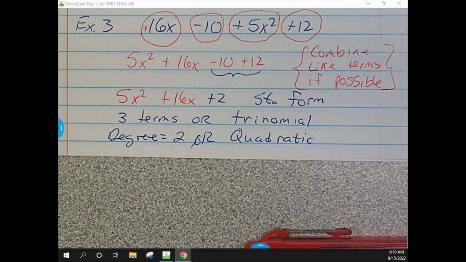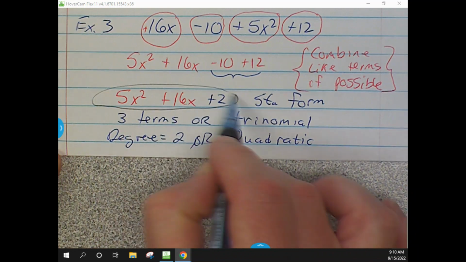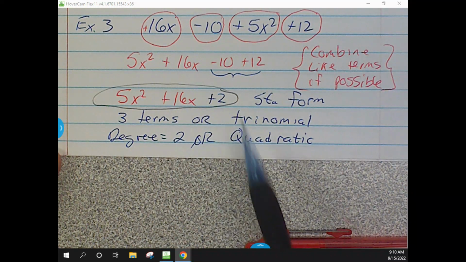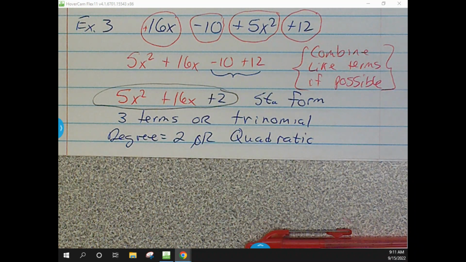Did you say it doesn't matter what order we put it in, as long as the like terms are next to one another? Like I could do 12 minus 10. But if you have like terms, you combine them together. So you either add them or subtract them, whatever it says to do. So whether it was 12 minus 10 or negative 10 plus 12, you're still going to combine those together to make one term. Oh. So, okay.